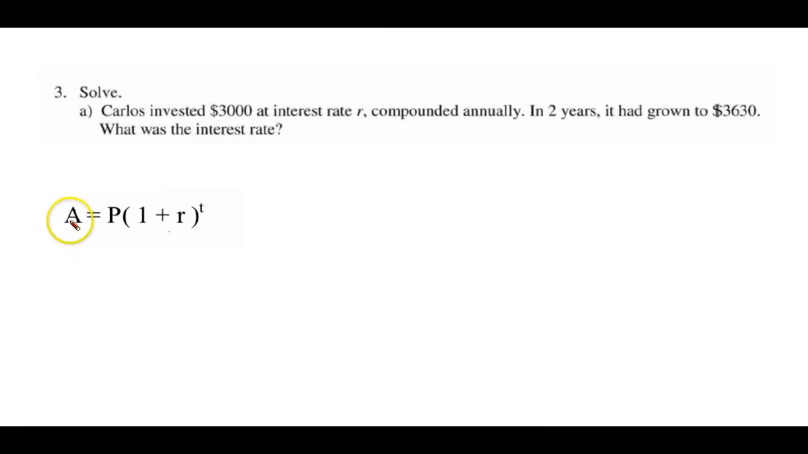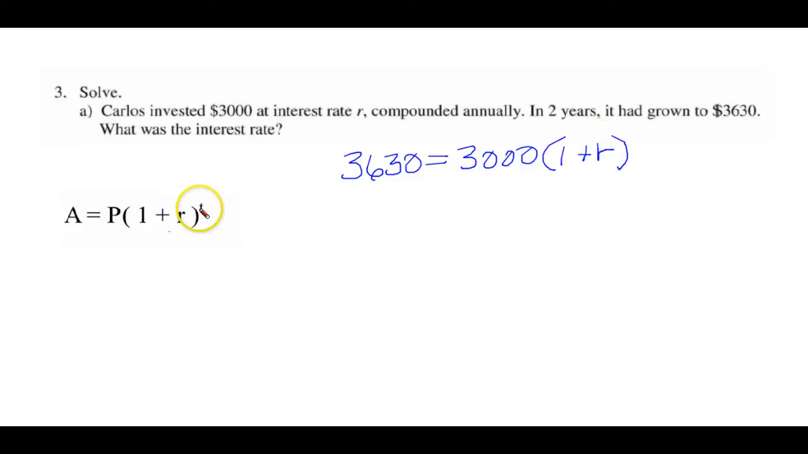Now, the amount is 3630. It's grown to this amount. The principal is 3,000, and we multiply it by 1 plus the rate that we don't know, but the time is 2 years. So we've just substituted into this formula the information they gave us here.